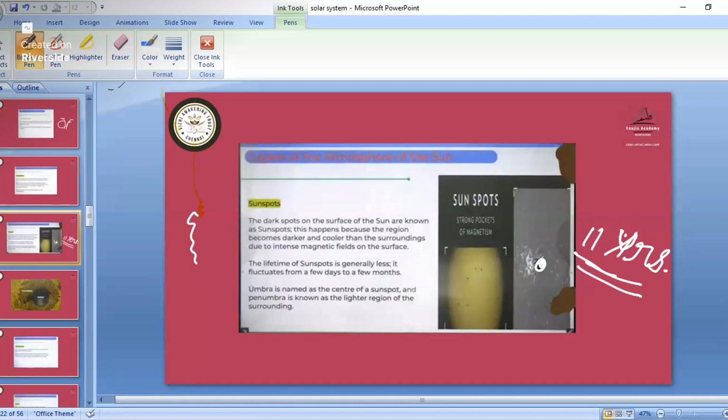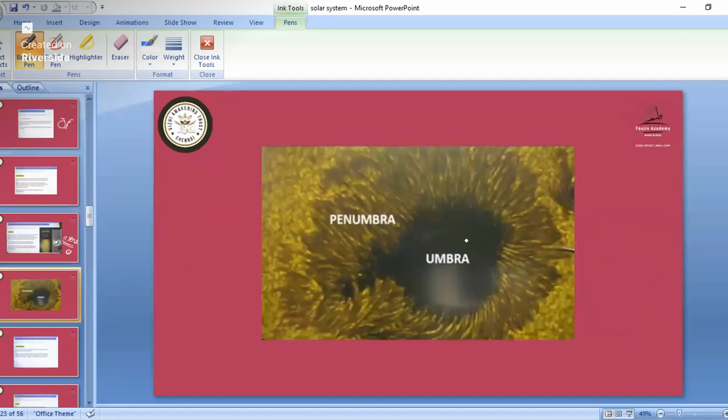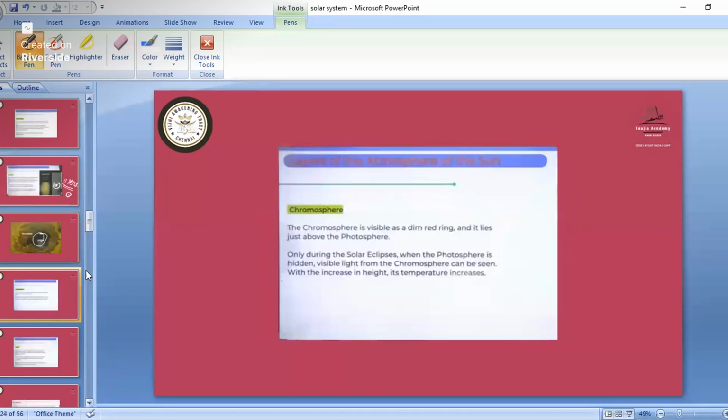The center of a sunspot is named the umbra, and the penumbra is the lighter region of the surrounding. You can see here, this full thing is the sunspot. The darker region at the center is the umbra, and this lighter one is the penumbra. So this is about the sunspot.